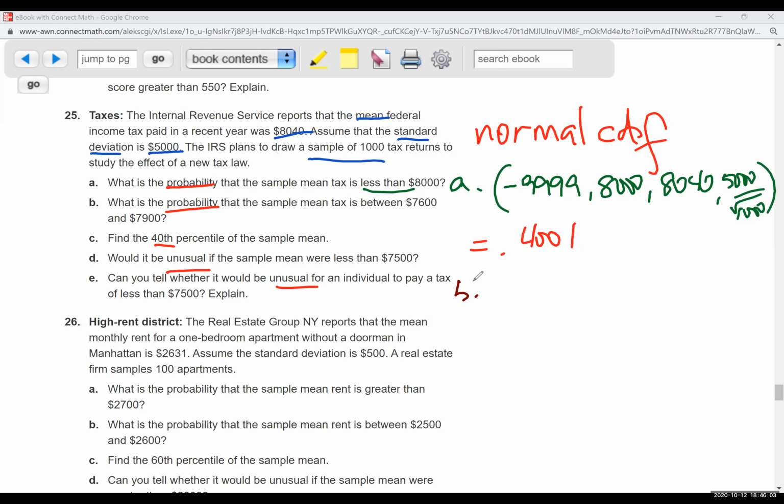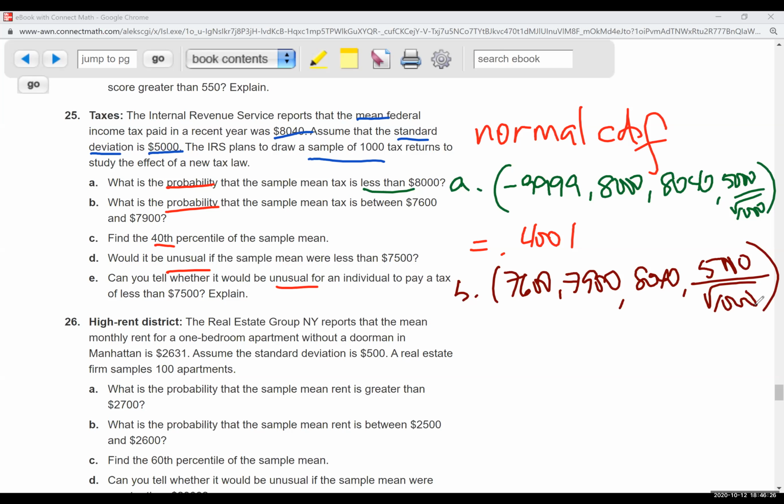B, between 7,600 and 7,900. So that is your lower and upper. Right, and that is correct, 0.1853. Okay, I'll let you work on C, D, and E.